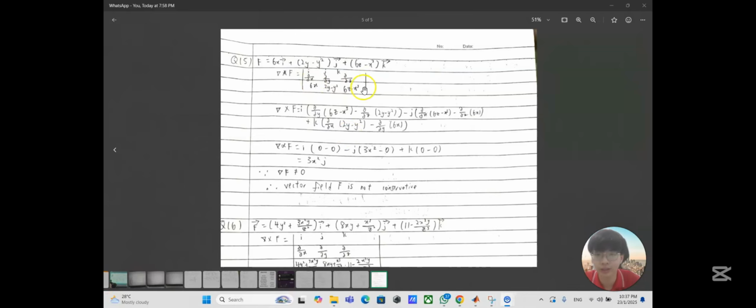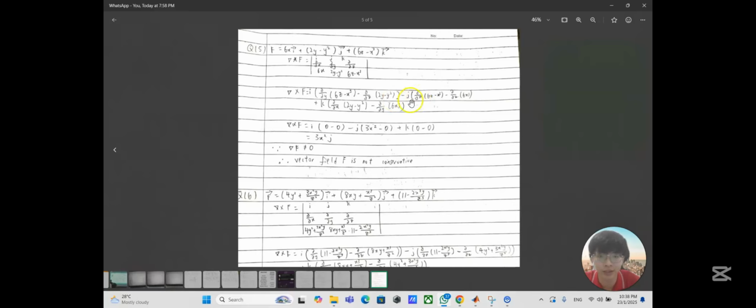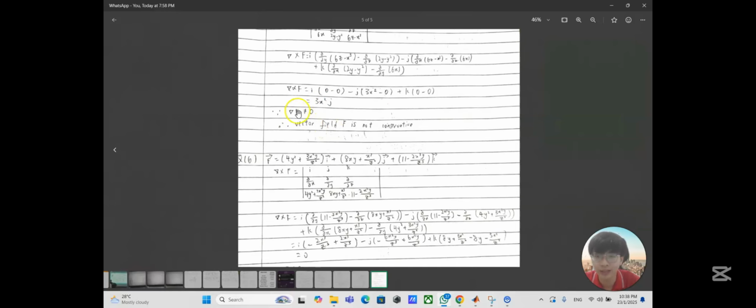To find it, we use the matrix form to find the normal vector. We apply all the partial derivatives: for i, the partial derivatives with respect to y and z; for j, the partial derivatives with respect to x and z; for k, the partial derivatives with respect to x and y. As we do in this matrix form, we get that the vector is 3x squared j. Since the vector is not 0, the vector field F is not conservative.